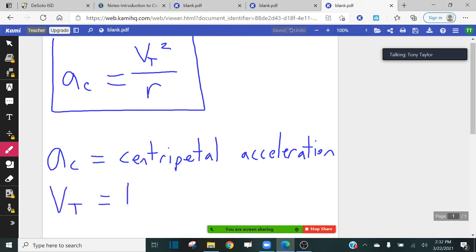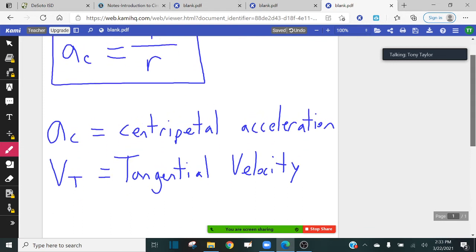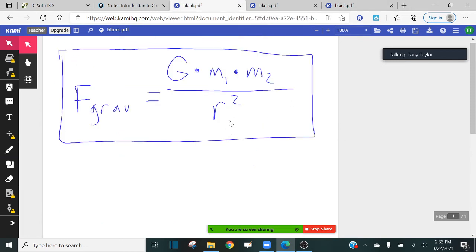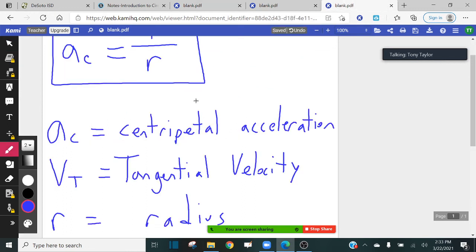VT stands for tangential velocity. And again, tangential velocity just refers to how fast the object is moving around that circumference. And guys, in this equation right here, R means radius. It represents the radius of the circle. Now, I know in the equation I gave you guys last time, R meant distance. But in this equation right here, R does mean radius.